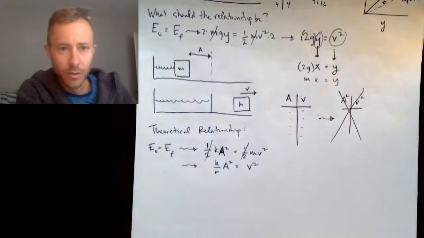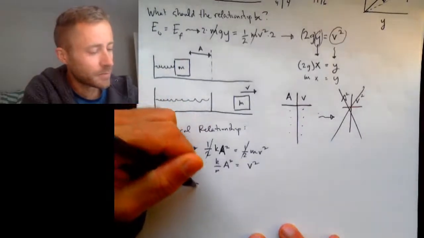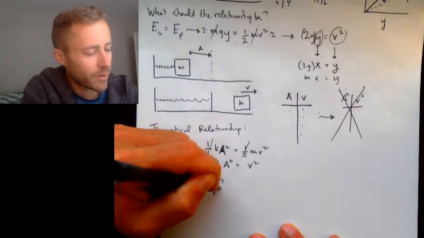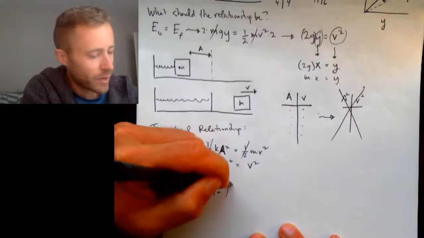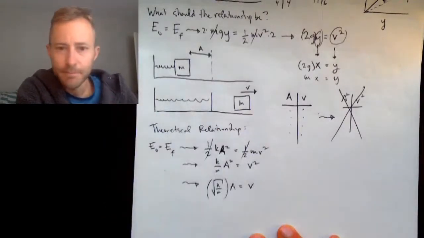Okay? What I'm going to do instead is I'm going to take the square root of both sides, and I get square root of k over m. Square root of a squared is just a, equals v. All right?